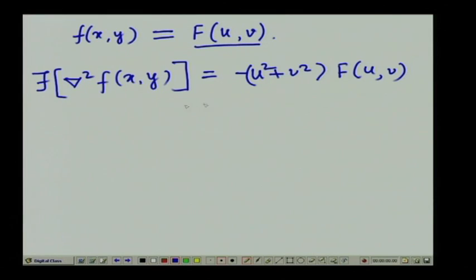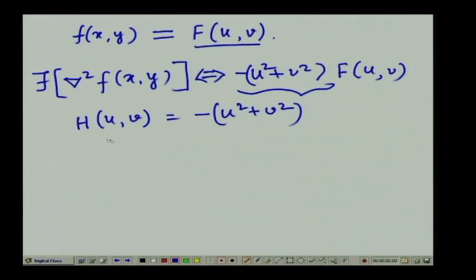So, using this operation, if I consider H(u,v) equal to minus (u square plus v square), and using this as a filter, I filter this F(u,v), and after that I compute the inverse Fourier transformation, then the output that we get is nothing but a Laplacian operated output, which will obviously be an enhanced output.